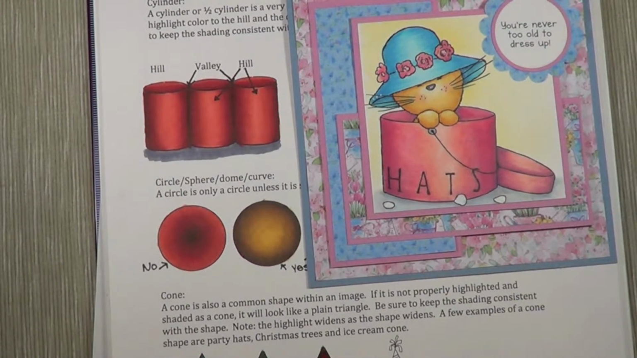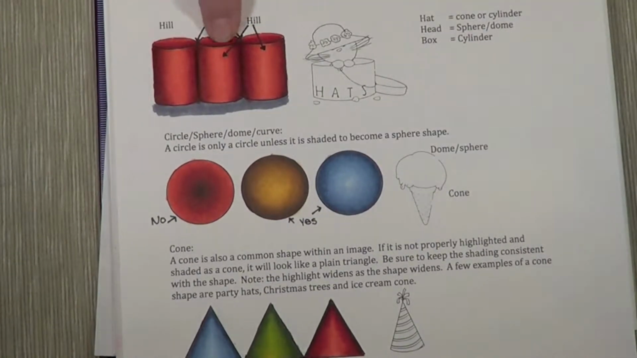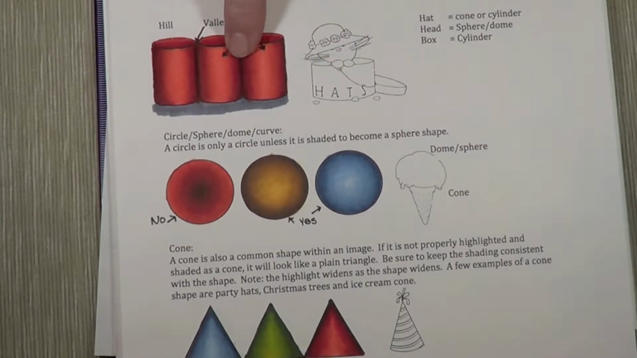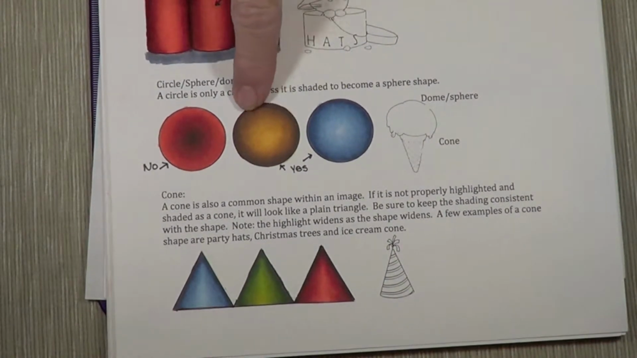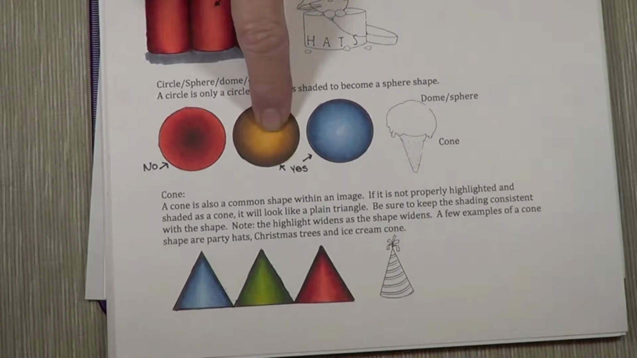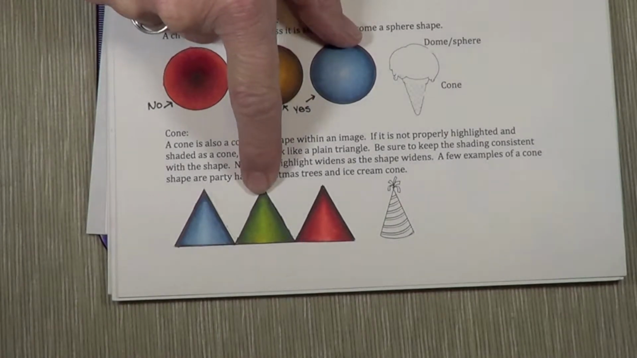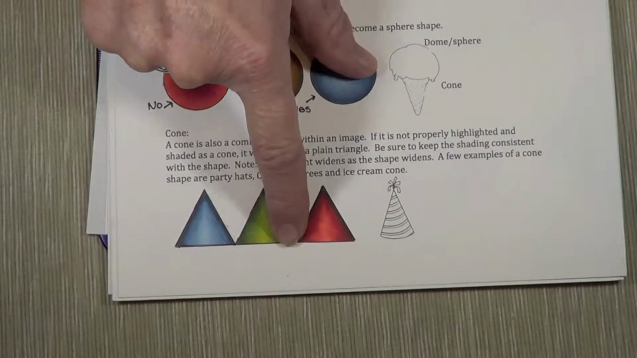So here I have a couple little basic images. Here I have some cylinder shapes. Cylinder shapes are very plain and boring until you actually color them. Then they become lifelike if you put the shading and highlighting in the right place. We also have shapes like spheres. A sphere is only a circle unless you highlight it properly to become a sphere. And then lastly, we have our cone shape. Our cone shape looks like a triangle until we actually shade it properly to become a cone shape.